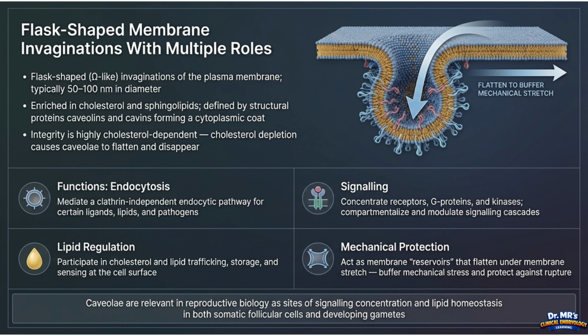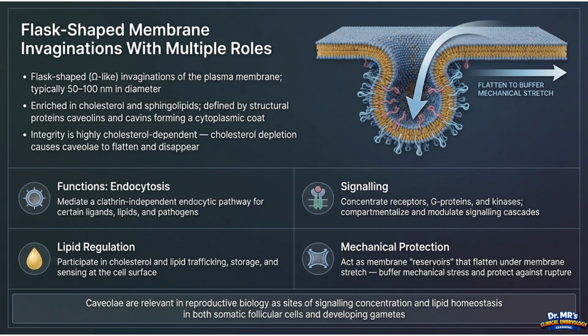In lipid regulation, they participate in cholesterol trafficking and sensing, essentially acting as cholesterol sensors and storage compartments at the cell surface. And in a function that is often overlooked but mechanically important, caveolae act as membrane reservoirs. Under physical stretch, they flatten and contribute their membrane area to the main bilayer, buffering the cell against rupture. This mechanical buffering role may be particularly relevant in contexts where cells experience significant physical force, which in reproductive medicine includes oocyte denudation, microinjection, and embryo transfer.